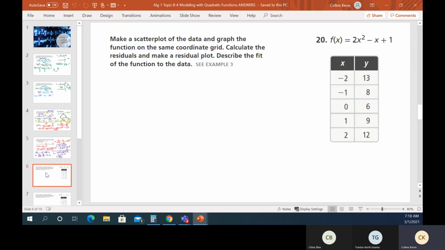This says make a scatter plot of the data and graph the function on the same coordinate grid. That sounds like a job for Desmos. It says calculate the residuals and make a residual plot. It says describe the fit of the function to the data. Well, we're not going to actually make the plot, but we can talk about what a residual is. A residual is basically the difference between the actual value, which these would be, and the predicted value, which this is going to be. So how close is this thing? That's what they're really talking about when they talk about residuals.